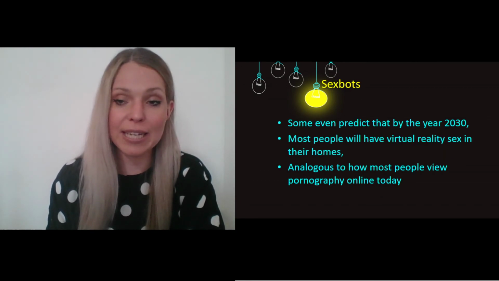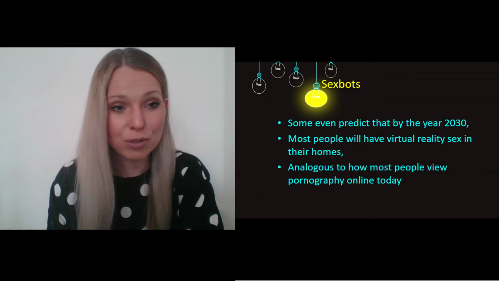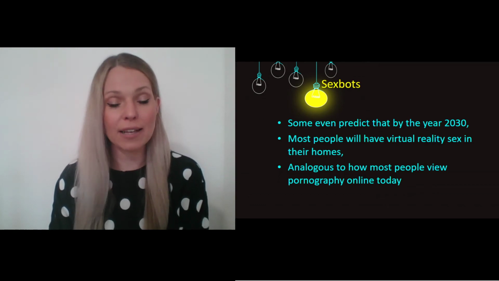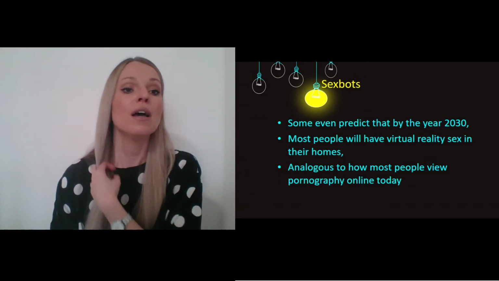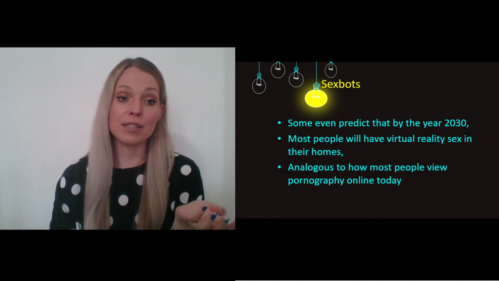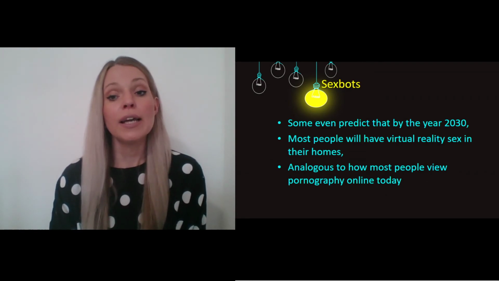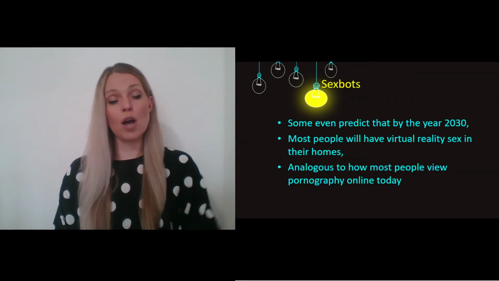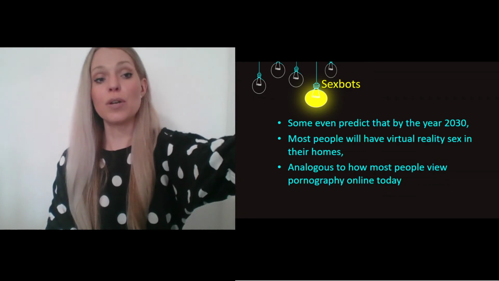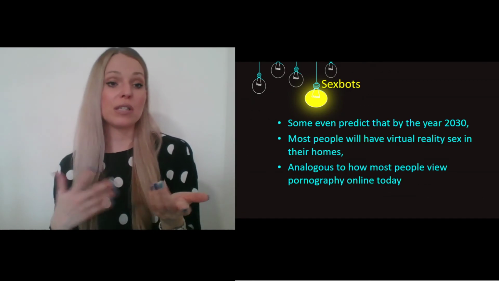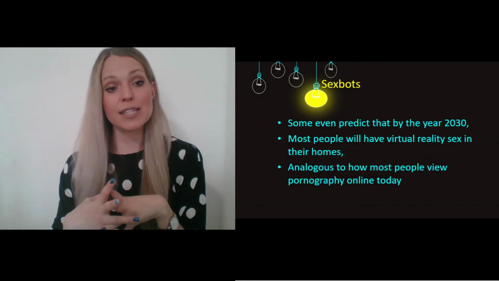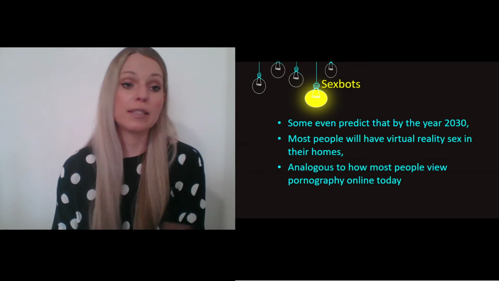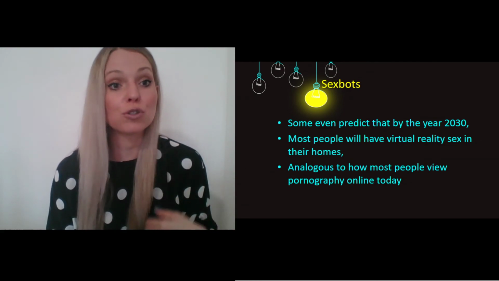And many of them even predict that by the year 2030, which is 9 years away, that's not too bad, most people will have virtual reality sex in their homes. So they say that it's going to be a home gadget, and it's going to be at a price that's available to average users as well. They say that it's going to be analogous to pornography right now, which is commonplace because very many people watch it. Then it's going to be replaced by 3D virtual sex pornography, practically. So like virtual reality sex.